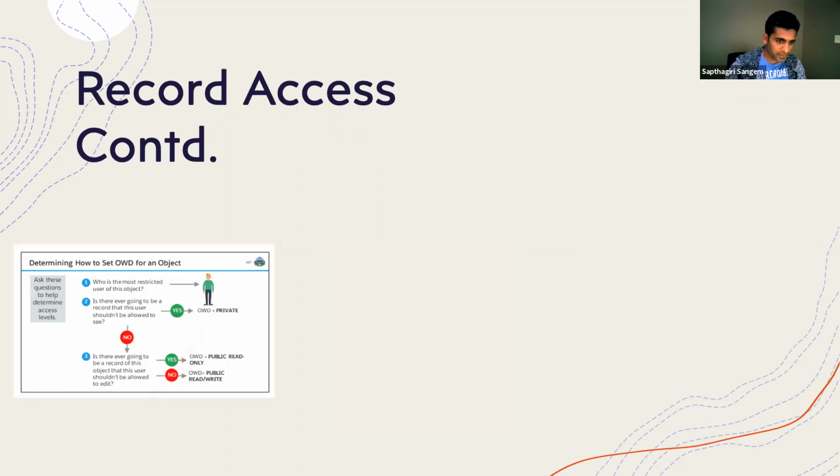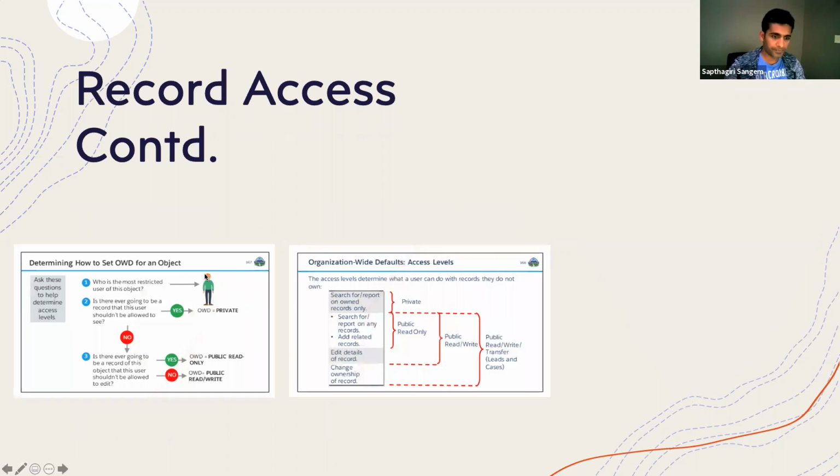So I think this is the same thing that we discussed. If there is any user who shouldn't be able to see, you should start with a private model. Is there any user that shouldn't be able to edit? You start with read access and then you slowly expand it. And same thing here, basically different ways they're showing.